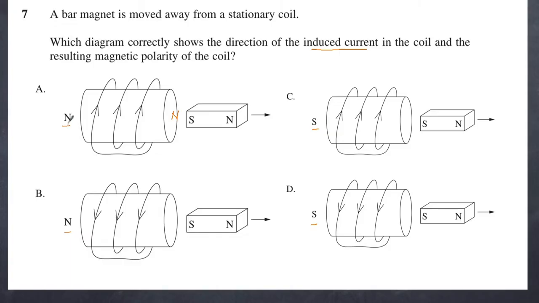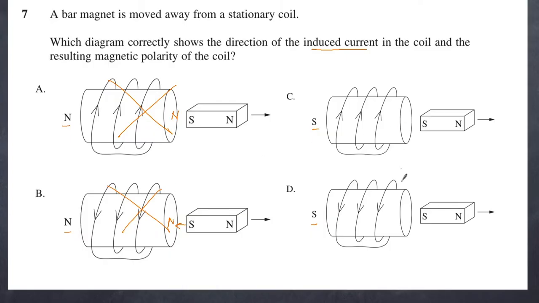Now this diagram automatically says north is over here, so automatically A is wrong. Here it's the same story. We have a north over here, but we have this south wanting to move away. We want to generate a north pole, which is going to cause it to come back again, that is, oppose the motion. So this again is correct.